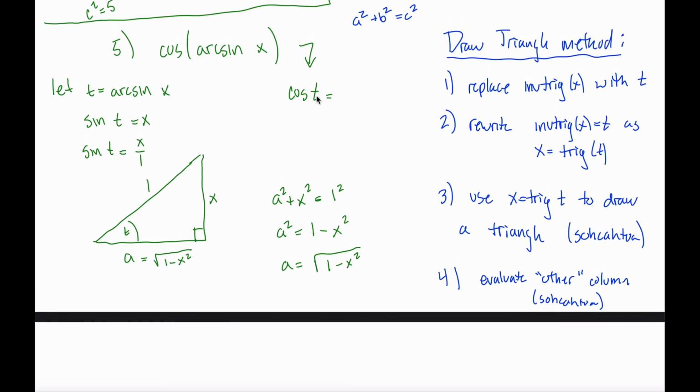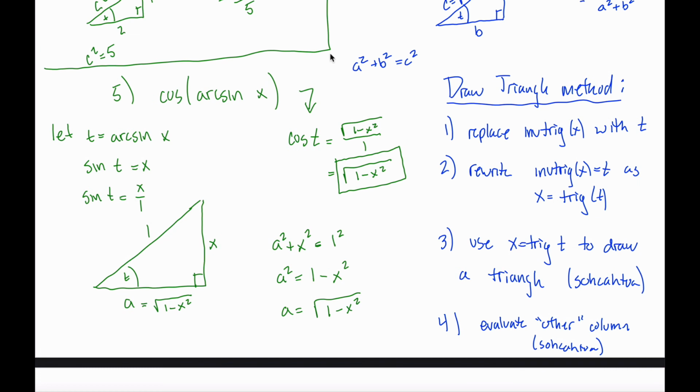Remember, the answer is the cosine of t. Come down to your picture. Adjacent over hypotenuse would be the cosine. So it's the square root of 1 minus x squared divided by 1. And when you're dividing something by 1, you don't even have to write it. So the answer would just be the square root of 1 minus x squared.